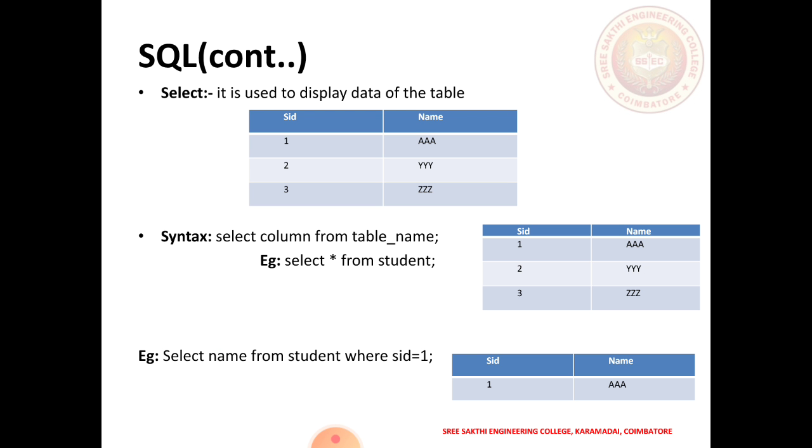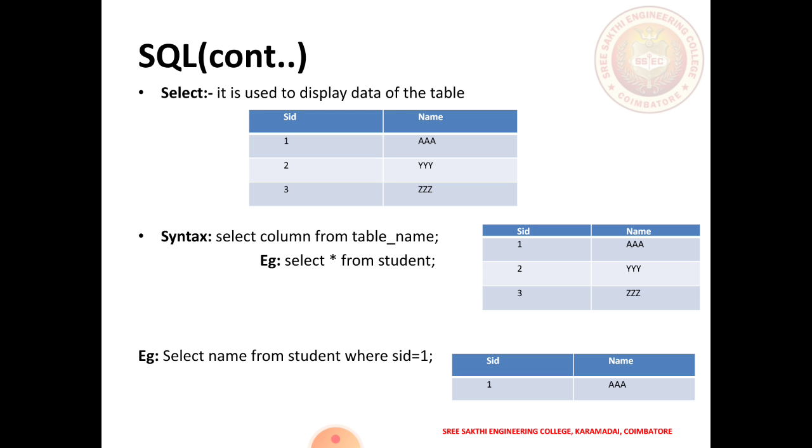Next, select. So select command is used to fetch data from the database based on the condition. Let us consider the table student which contains SID and name, and it is holding 3 records: 1, 2, 3. Select can be performed in 2 ways. Without giving any condition, we can select the entire table, or based on the condition we can select the particular row.